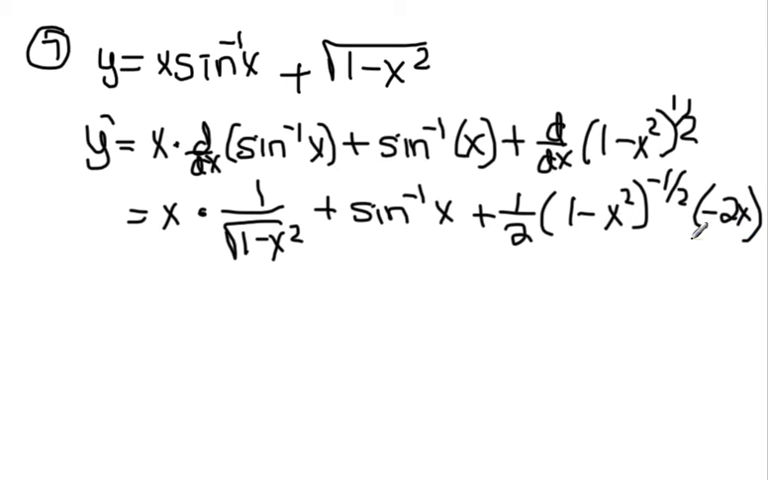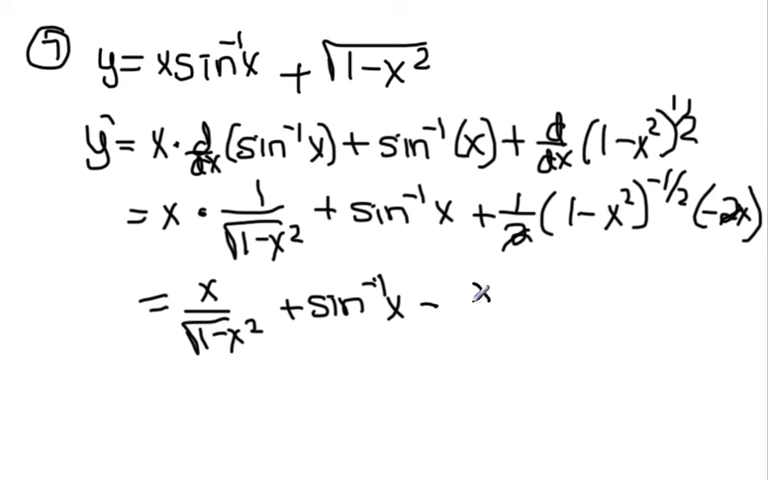All right, now I've got to clean this up. I've got x over the square root of 1 minus x squared, plus I have inverse sine of x, and now I have a 1/2 and a 2, so that makes a minus. The 2's will cancel, and then I've got an x in the numerator and the square root of 1 minus x squared in the denominator. It's easy to notice that this and this are going to cancel, and the derivative results in the inverse sine of x.